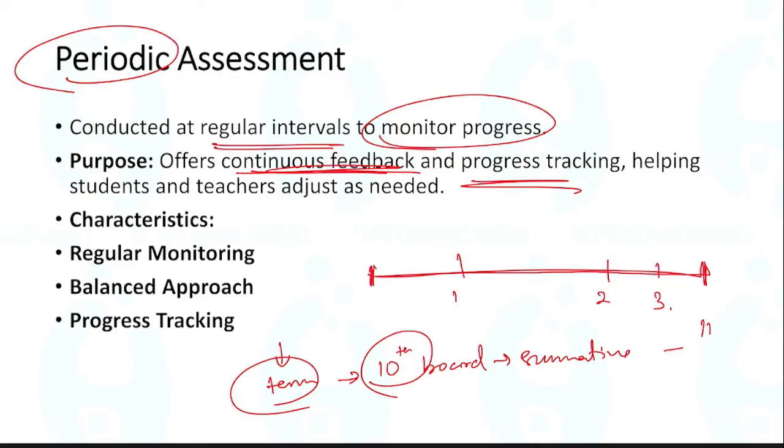And with that, the progress of the student can be understood, and a track can be kept. If the student is improving or not improving, that can be understood. Periodic assessment can usually be formative or summative, or a combination. For example, semester exams are a combination of formative and summative, but term exams are actually formative. It can be either summative, formative, or a combination of both.